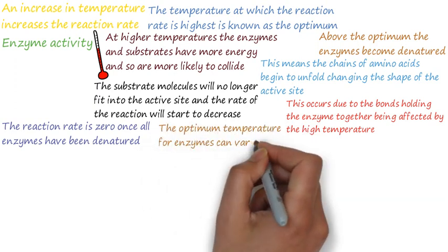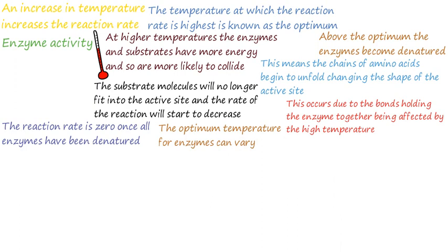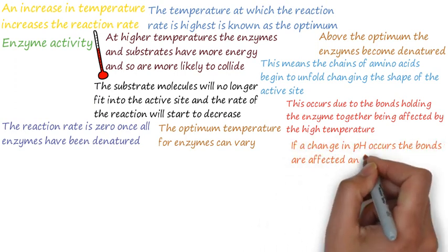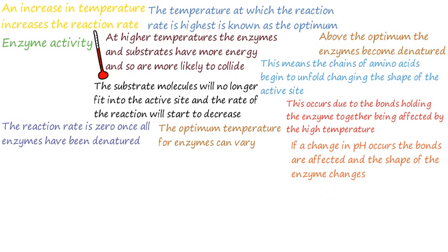Enzymes do not denature at cold temperatures, they just become inactive. It is also worth mentioning that the optimum temperature for enzymes can vary depending on their environment. For instance, some enzymes in hot conditions may work best at 80 degrees. Changes in pH affect the bonds holding the enzyme together. If a change in pH occurs, the bonds are affected and the shape of the enzyme changes. Again, enzymes have different optimum pH values.